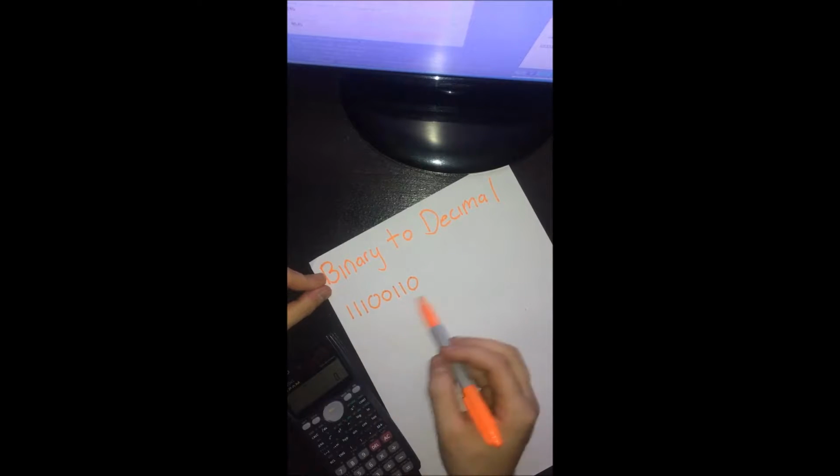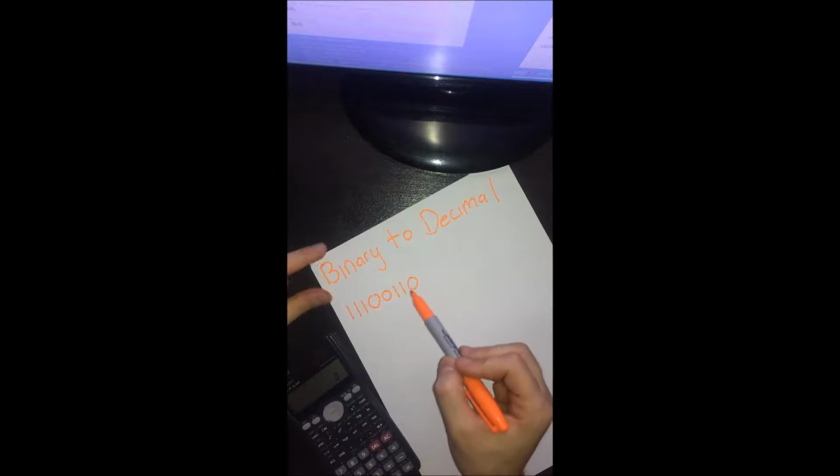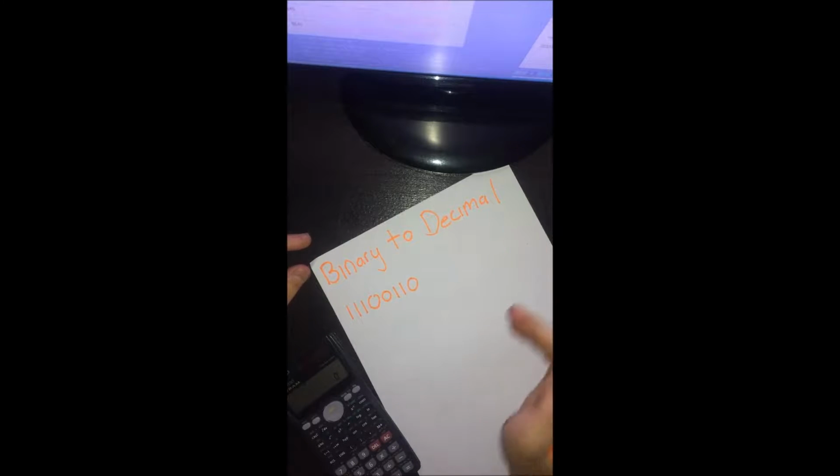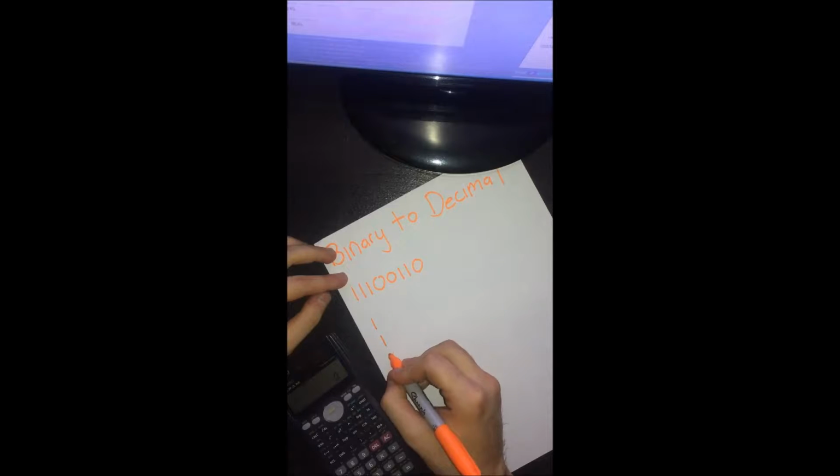11100110. So this is our binary question. They want us to convert this into a decimal. In order to do this, our first way could be just getting this number and putting it vertically, which is 1, 1, 1, 0, 0, 1, 1, 0, as you can see.